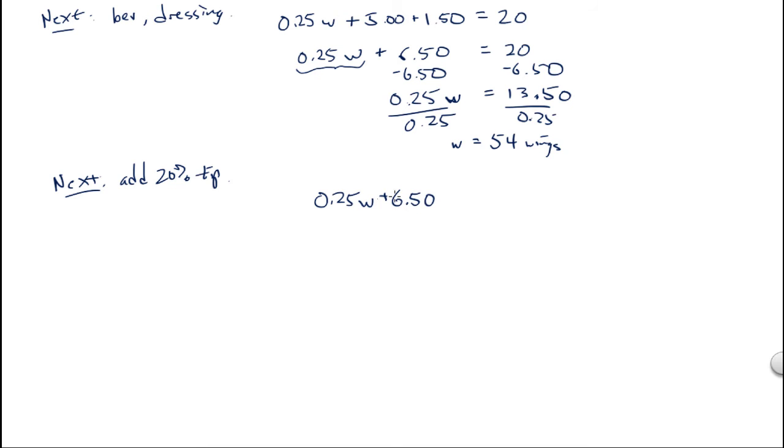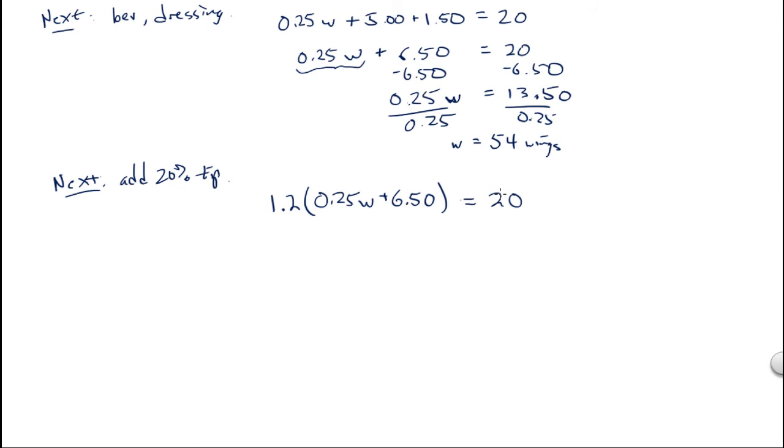So we got 0.25W plus 6.50. Then we're going to take that times 1.2. Remember, 20% increase, which is a 20% tip. Tip is adding more onto what you have, onto the original price. So that is equivalent to a multiplier of 1.2, 1.20. I could have put a 20 there, but I didn't. It's the same thing. And still on this side we have our $20.